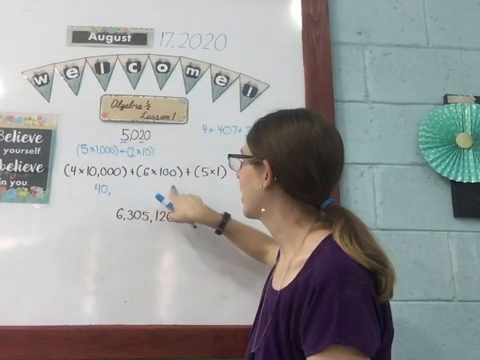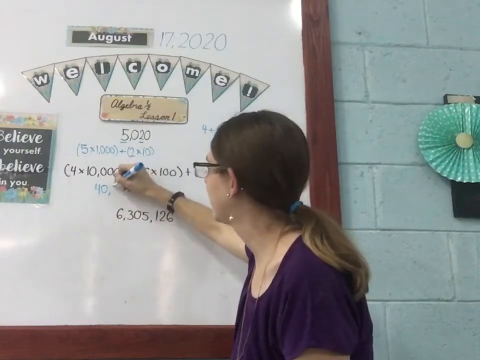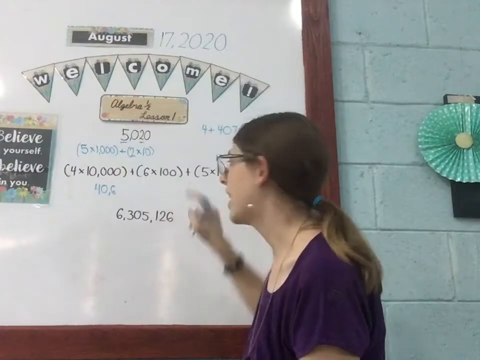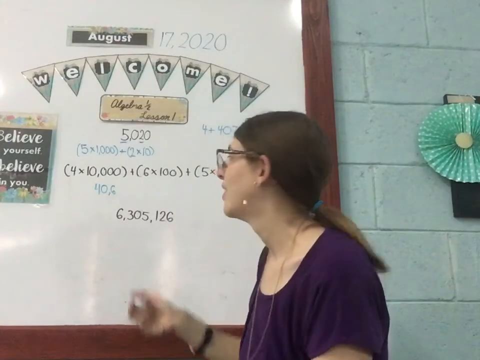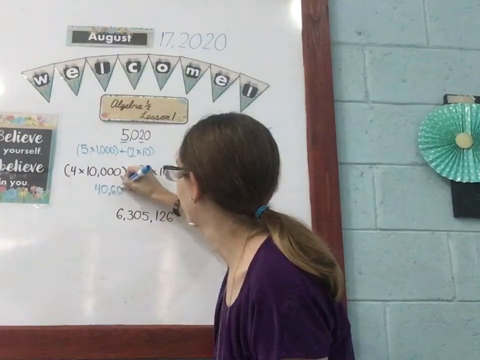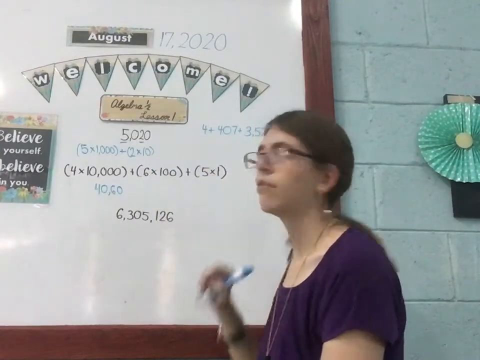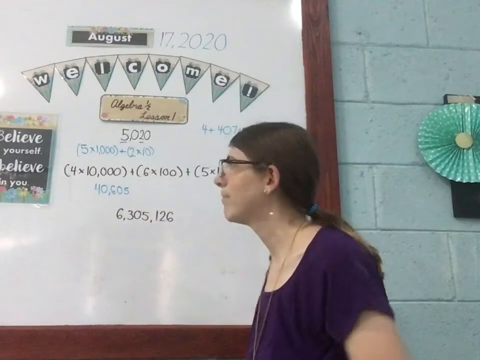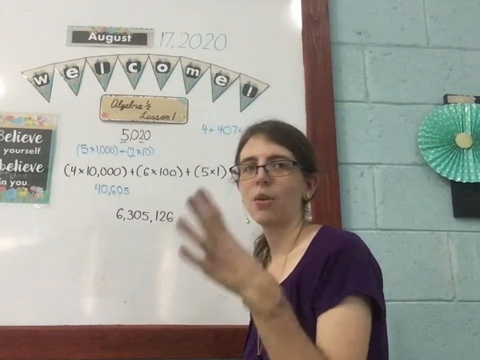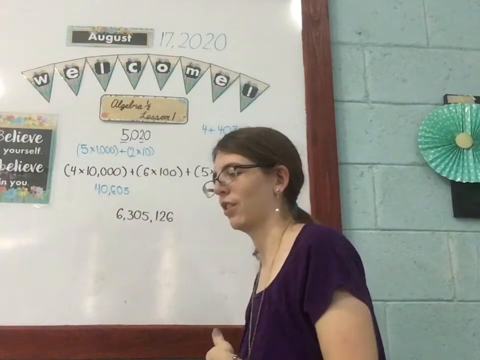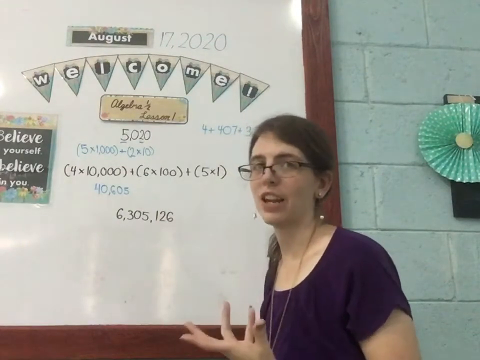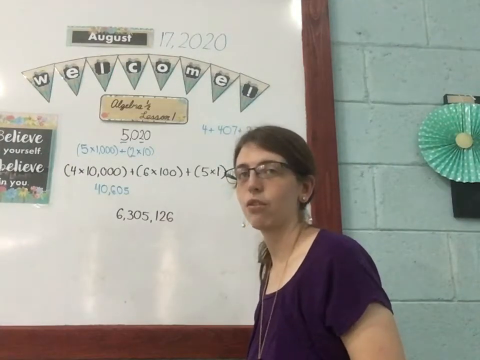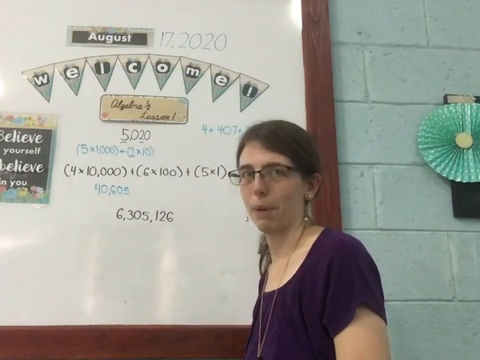Then I have 6 times 100. Well, that's my next place, so I put 6 in the hundreds place. Next is the tens place. Do I have a 10? Nope, there's no 10, so that means it's a 0. Plus 5 times 1. So 5 goes in the ones place. And that's your number, written going from expanded notation to regular notation, also known as standard form. You'll see that on your practice. If it asks you for the standard form, it means you're writing the regular number.